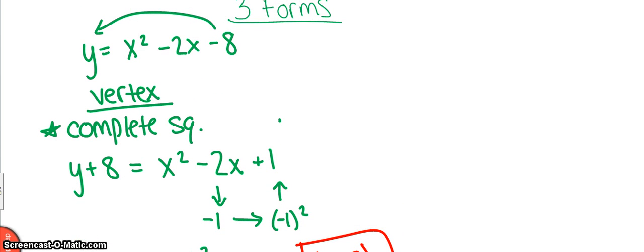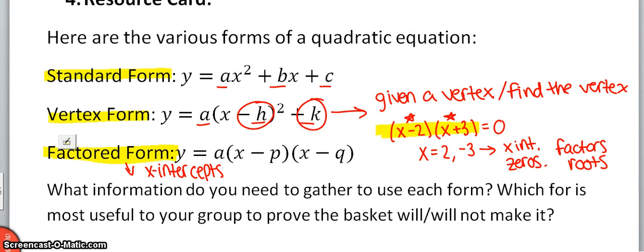Okay, let's say I don't want to know what the vertex is anymore, and let's say I want to know what the x-intercepts are. This we've been practicing a lot when you have a case similar to what we discussed over here. So when you have something like x minus 2 times x minus 3 equals 0, you can then use the zero product property to solve for your x-intercepts. So right now we want to go from our standard form to our factored form.